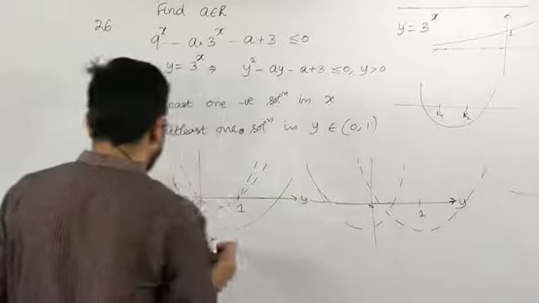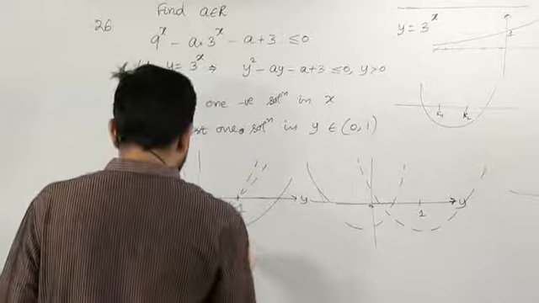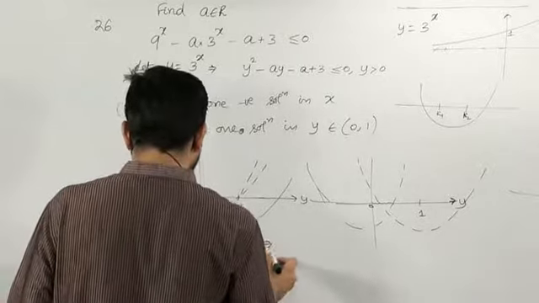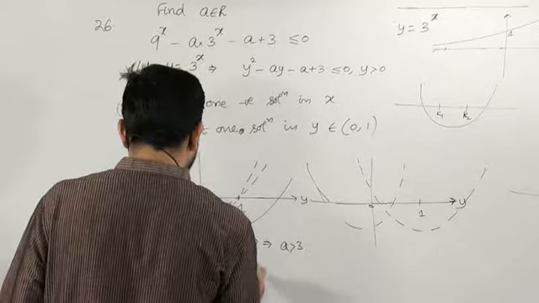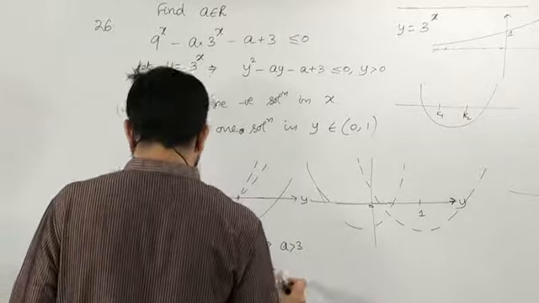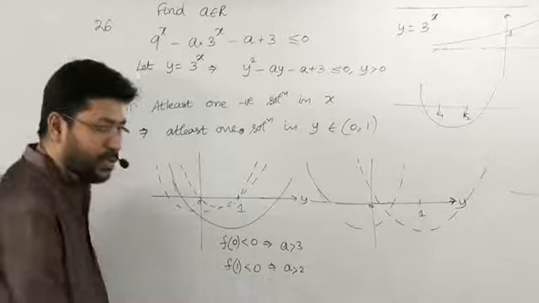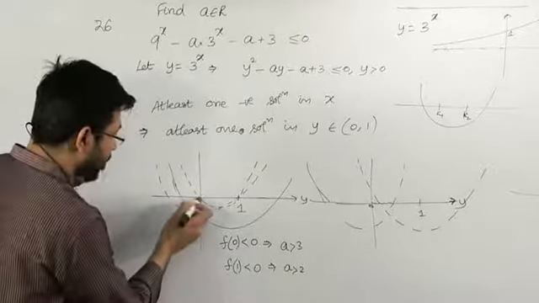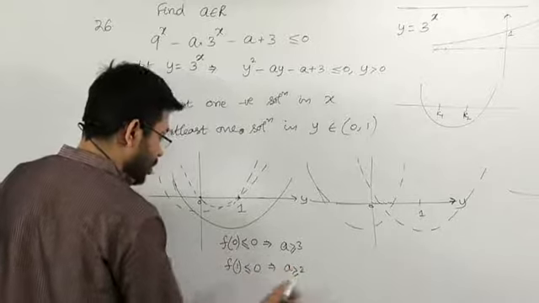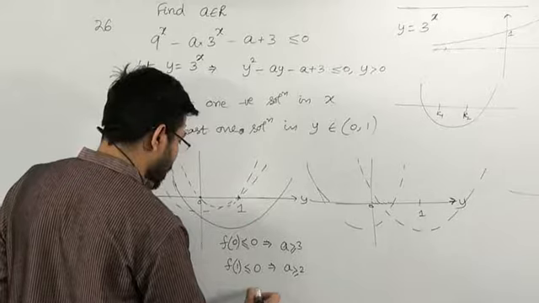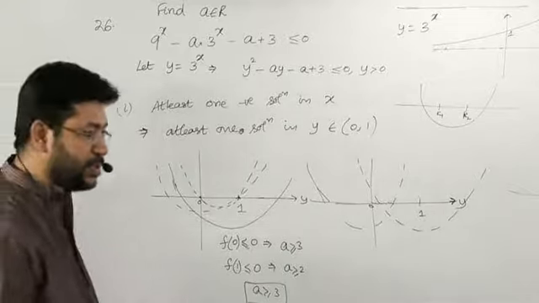Then f of 0, what do you get? f of 0 negative implies a, then f of 1 negative, you get a greater than 2. Of course, here we have equality also. f of 0 can be 0, f of 1 can also be 0. So we will include those cases. So what is the overall solution here? a greater than or equal to 3. We have to take the intersection because both should happen simultaneously.